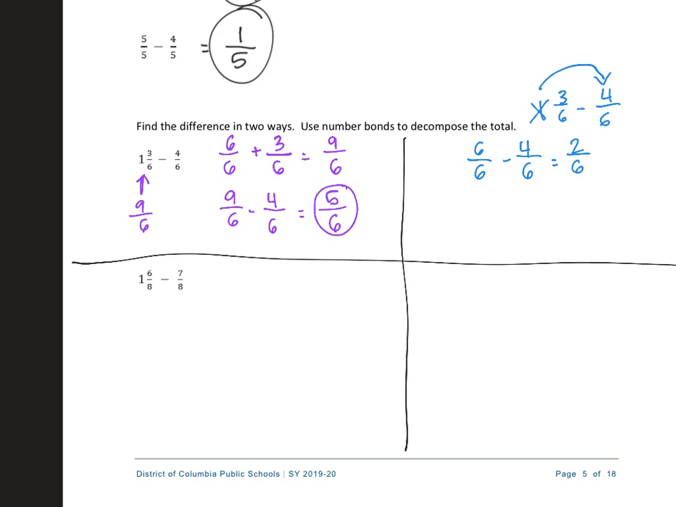Now I'm going to add this 3/6 right here. I'm going to add the 2/6 and the 3/6 because remember the 6/6 that we did right here was part of this 3/6. They were together. So now I'm going to say 2/6 plus the 3/6 that I had left over in my mixed number is going to give me 5/6. So I got the same answer just in a different way.